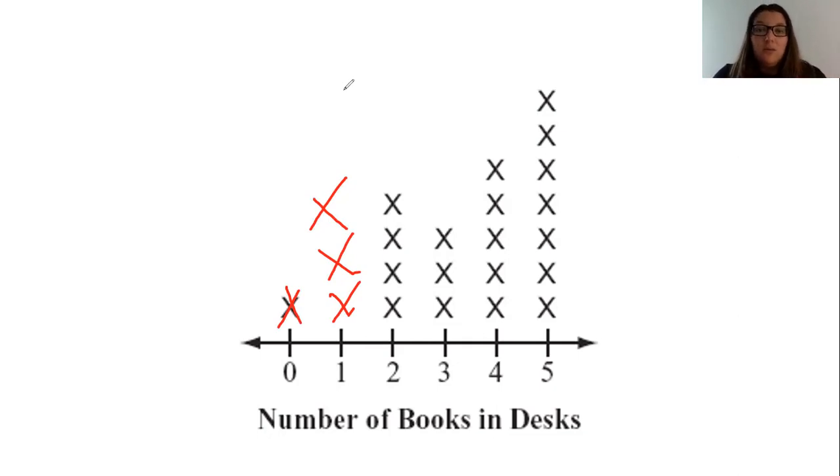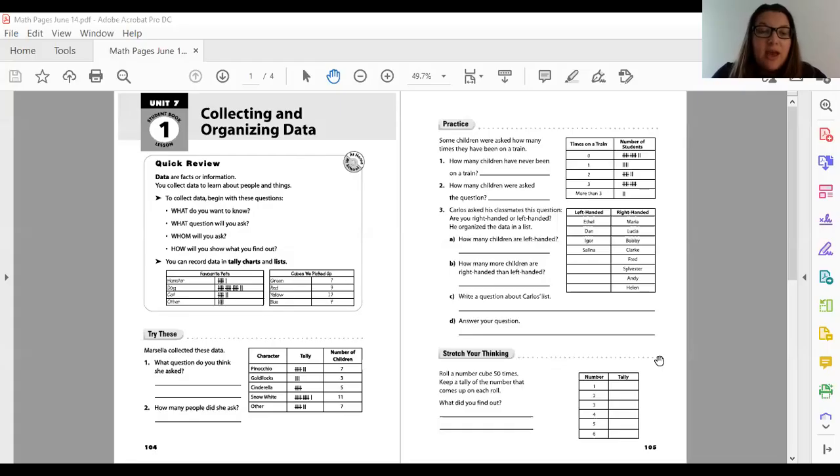So I'm going to show you your work for today, just so you can see it and get started on it. First up, we have page 104 and 105. Now for question 1, it's pretty easy because you just need to tell me what question you think she asked. So this goes back to our tally marks and our lists. So all you're going to do is answer that question. You're going to come up with a question that she asked.